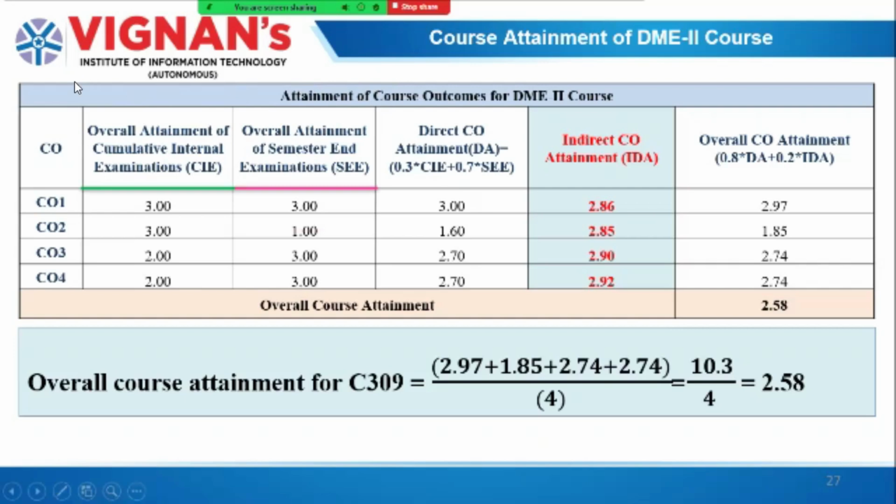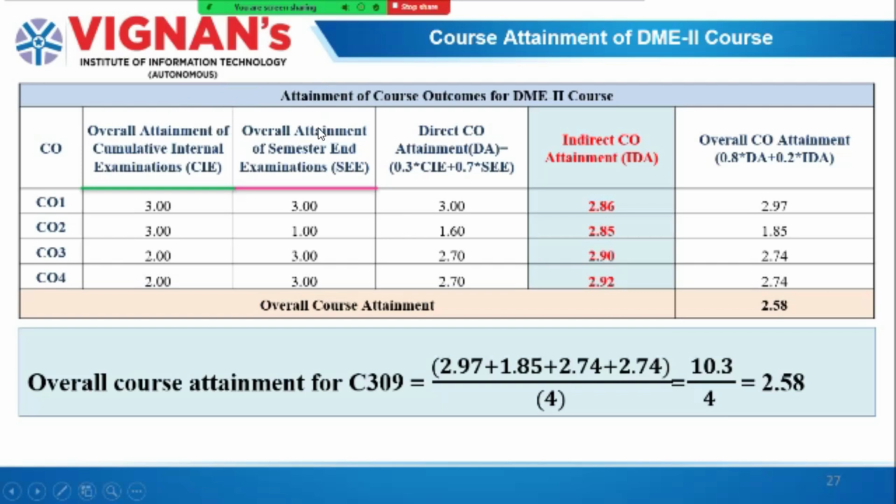See, we have already completed CAE, that is 3 3 3 2 2, and SCE 3 1 3 3. Here the weightage is 0.3 into CAE and 0.7 into SCE. As you know, the end examination marks are 70 and internal marks are 30. So the weightage is like that: 30% of CAE and 70% of SCE. Then you will get the values like this.